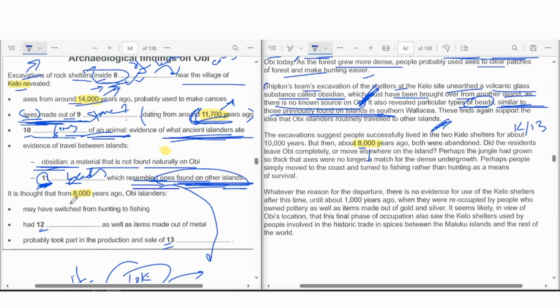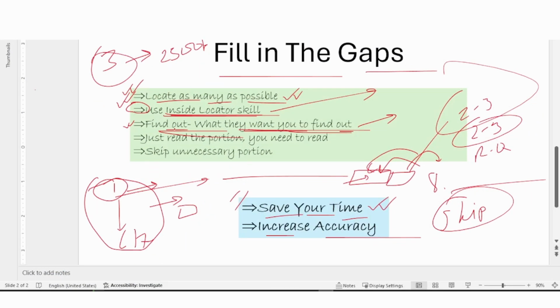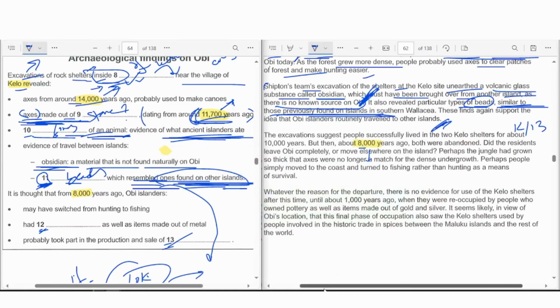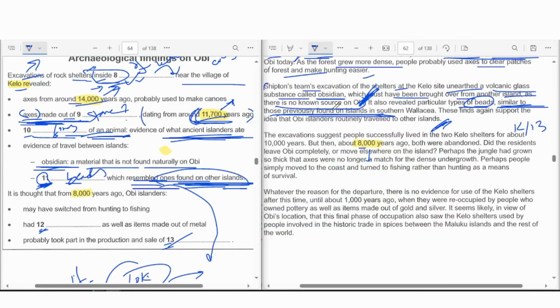Okay. Finally, you have 12 and 13, right? Now inside locator is going to play a very good role. I'm telling you again, inside locator is very important, and skip the unnecessary portion. Just read the portion you need to read. You don't need to read everything. You don't need to read what you don't need to read. Simple. So see here, before 12, they're talking about hunting and fishing. Here you are looking for where they are talking about the fishing. So you want to read after that. You don't want to read before that.